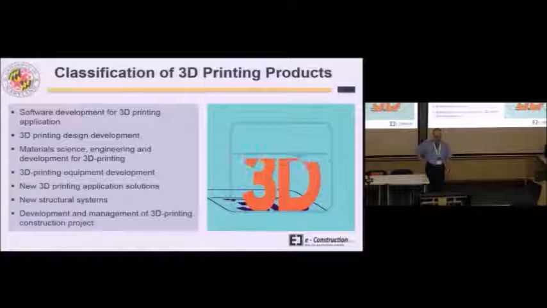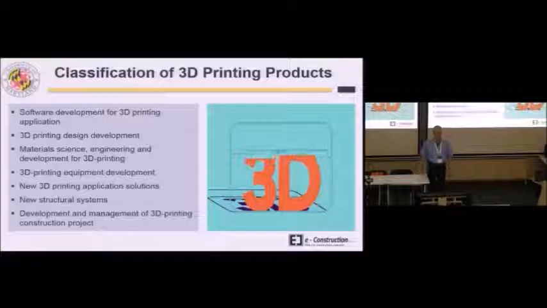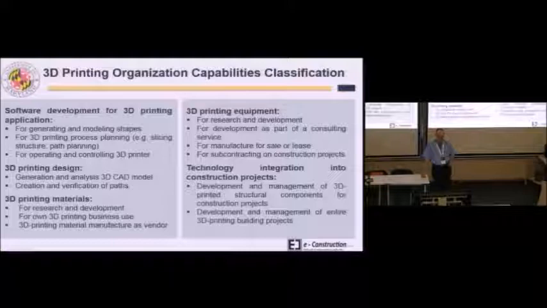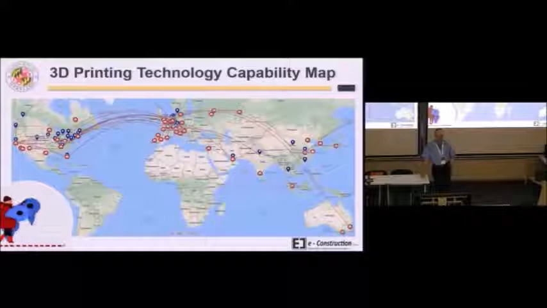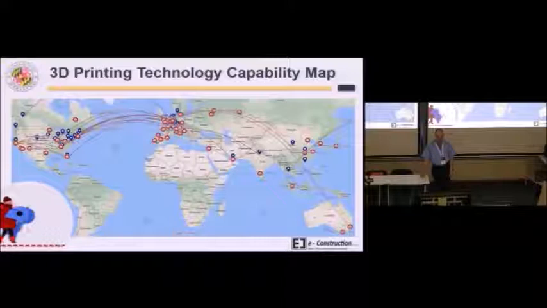So the classification of 3D printed products is something that we aim at in order to come up with results that would be understandable and useful for everyone concerned. That classification was necessary. So we had the classification of products, we had the classification of organizations, and that allowed us to create this capability map. So this is where we are at this point in time.